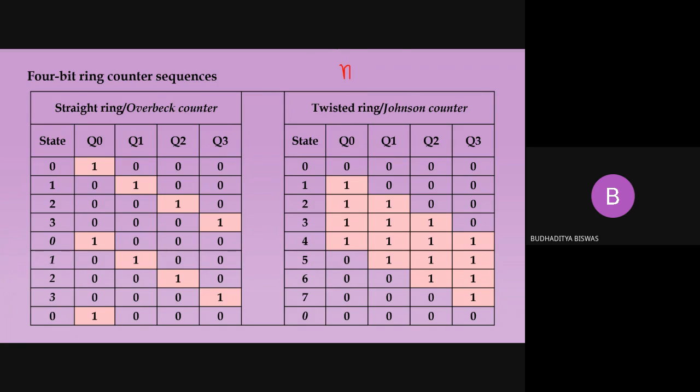So in general, for an n-bit Johnson counter or twisted ring counter, how many states are there? 2n. Very good. So you need to remember this. For a ring counter, the n-bit ring counter, the total number of states is n. But for the n-bit twisted ring counter, the total number of states is 2n. So this is the difference between the ring counter and the twisted ring counter.